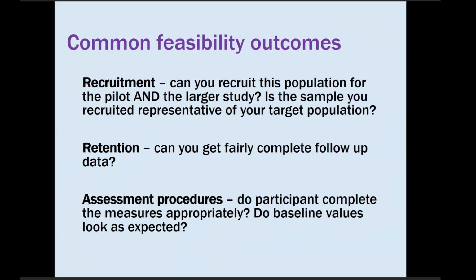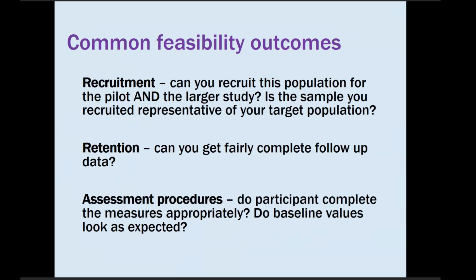Yeah, so some common types of preliminary data, thinking about feasibility outcomes that you might test in a pilot study. First one is recruitment. Can you recruit the population that you're trying to recruit for the pilot and for the larger study? And is the sample you recruited representative of your target population? For instance, if your pilot study has 20 participants in it and it took you 6 months to recruit them, that's probably not the recruitment yield and the recruitment pace that you'll need for a larger study. So part of this is convincing people that we can recruit the people that we want to recruit and that we can do it at the pace that we would need over the timeline for the next larger study, whether it's an R03 or an R01 or whatever.